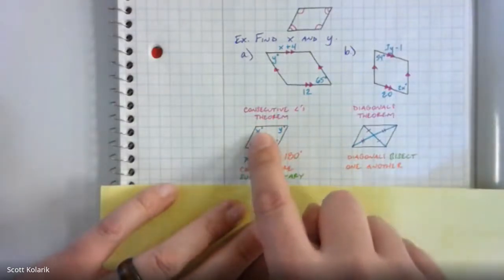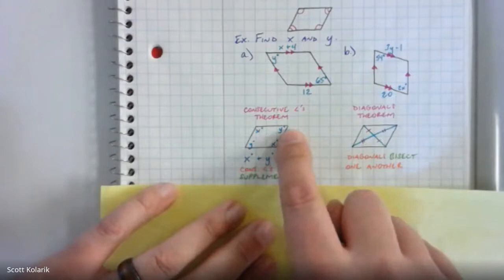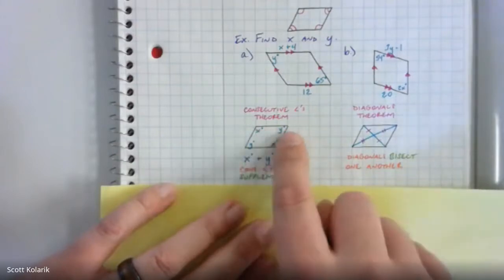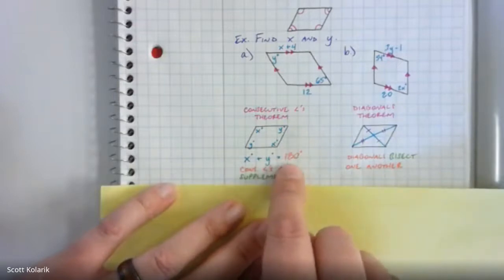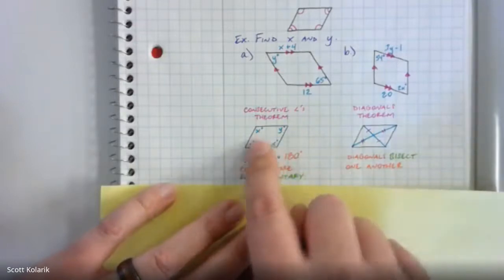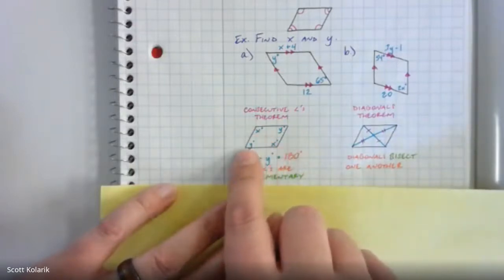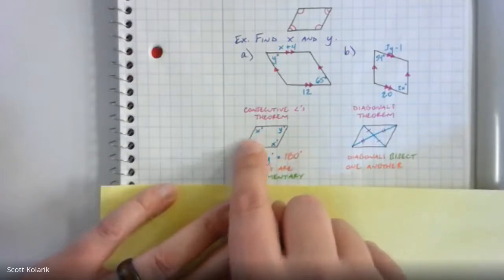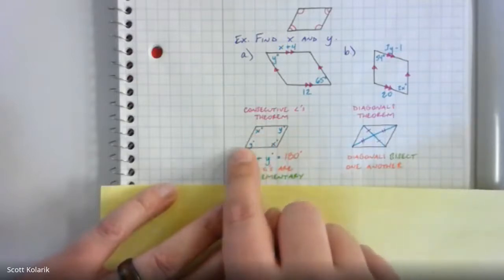So for instance, this top left corner and this top right corner will have to add together, whatever their measurements are, in some way, shape, or form to create 180 degrees. The top left corner and the bottom left corner would also, because they're consecutive angles, have to create 180 degrees.